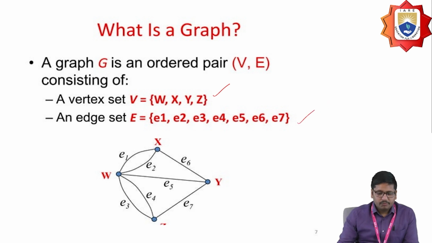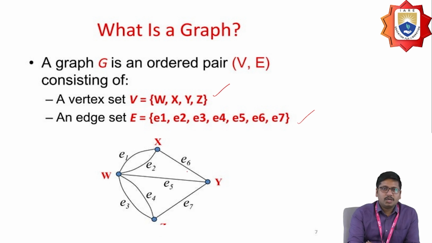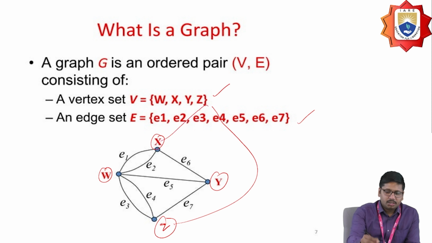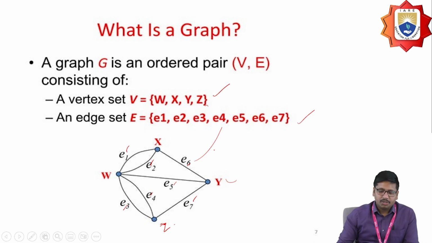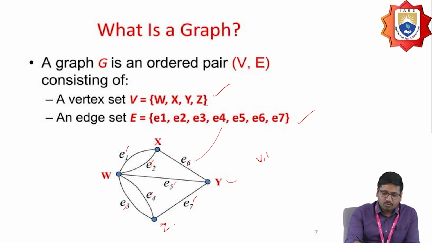Here, if I consider this graph, what are the vertices in the graph? That may be W, X, Y, and Z. These are the vertices, and they are represented in the vertex set. And if I consider the edges here, what are the edges? E1, E2, E3, E4, E5, E6, and E7. These are the edges, and they are represented in the edge set. So the graph is nothing but the collection of vertices and edges.